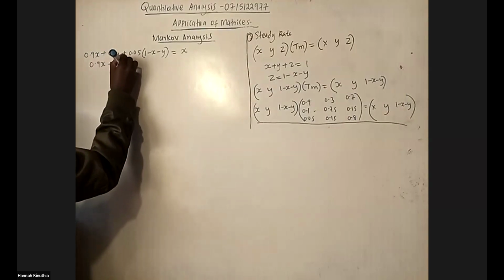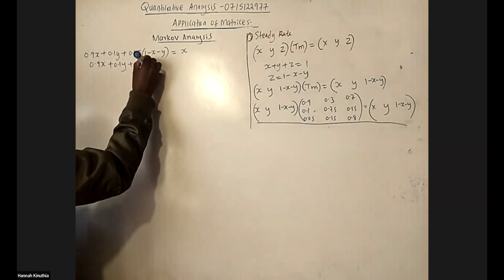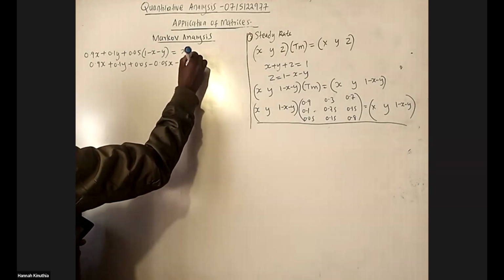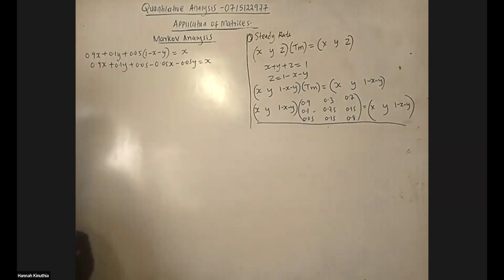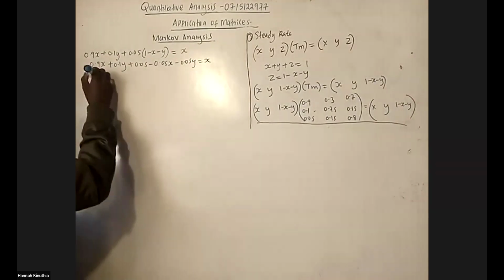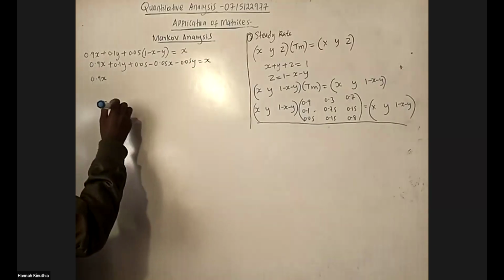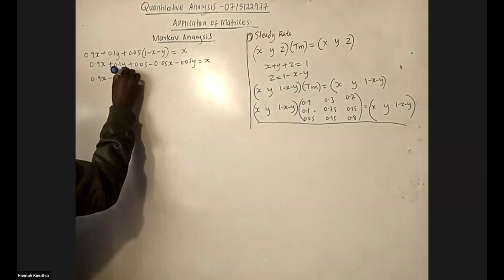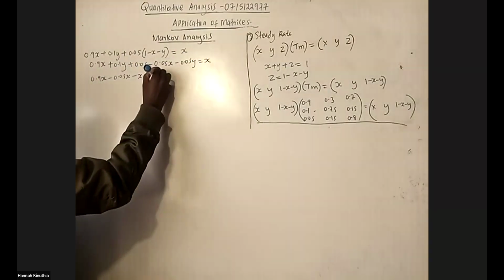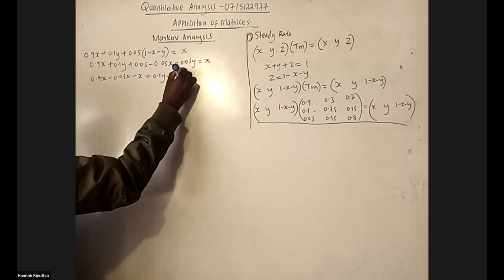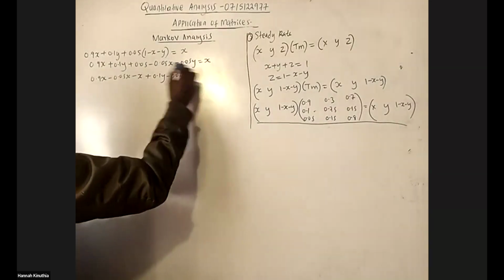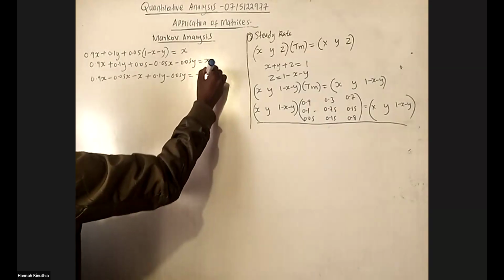0.9x plus 0.1y plus 0.05 minus 0.05x minus 0.05y is equal to x. Should we correct the item together? Yes, we can correct it together. This is 0.9x minus 0.05x minus x plus 0.1y minus 0.05y is equal to, taking it over there, minus 0.05.